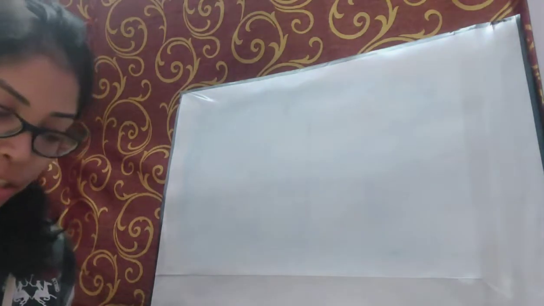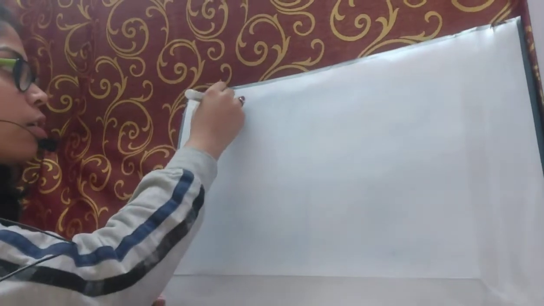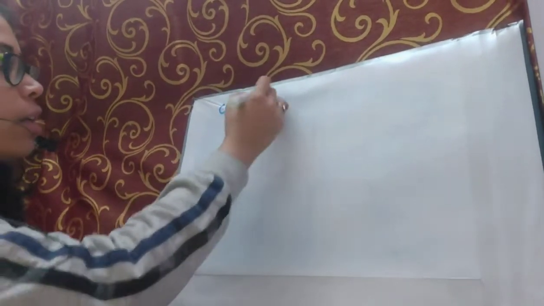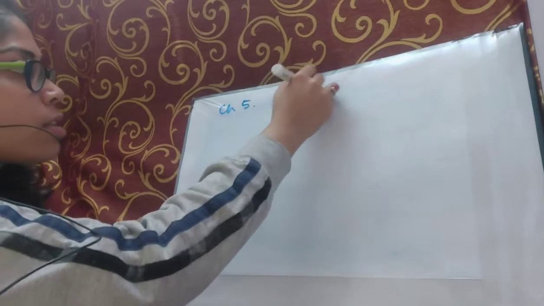Welcome to the class 7 students. I'm going to start a new chapter with you all. The first chapter of your first unit test syllabus is chapter number 5 in your book. The name of the chapter is Photosynthesis.